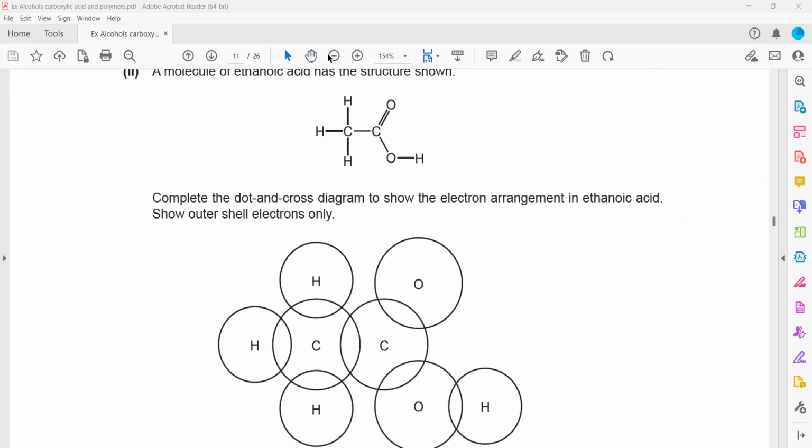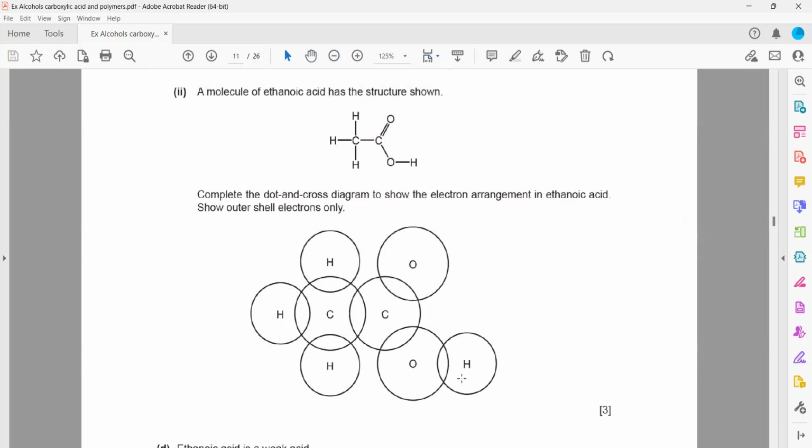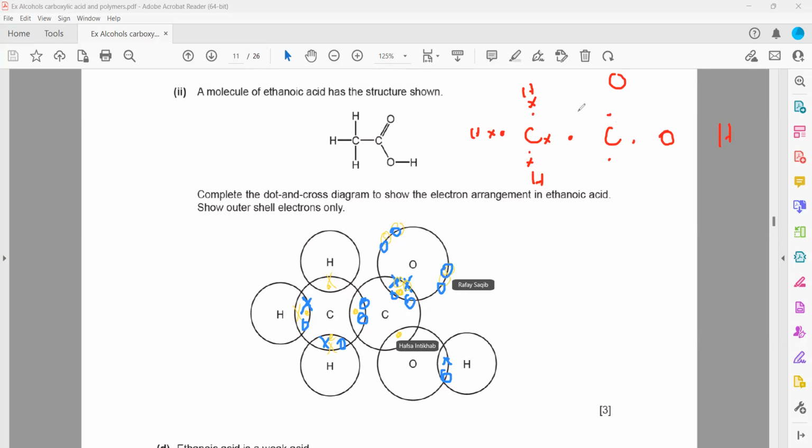Then you have to use a dot and cross diagram to complete the structure. You can use the screen annotation to complete it. Each line represents a single bond, so a pair of electrons should be there between them. There are carbon, hydrogen, hydrogen, hydrogen, then carbon, then oxygen and hydrogen. Use dot and cross: if one is a cross, then we will use a dot for this one. And there's a double bond here.